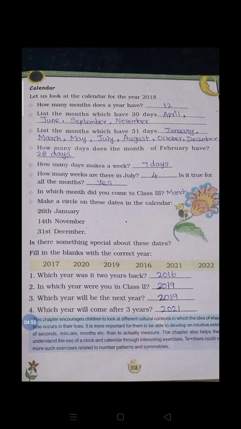Next question. How many days make a week? We know in a week we have 7 days. So your answer is 7 days. How many weeks are there in July? Every month has 4 weeks. So your answer is 4. Is it true for all the months? Yes.